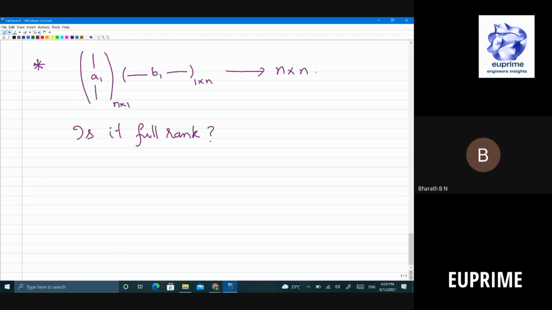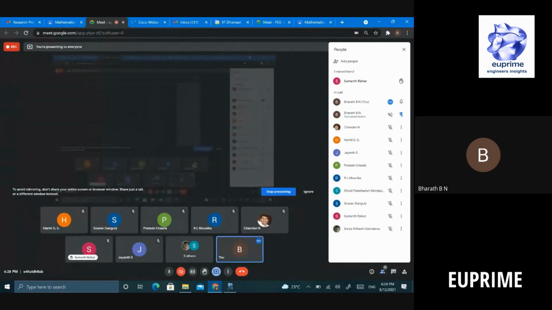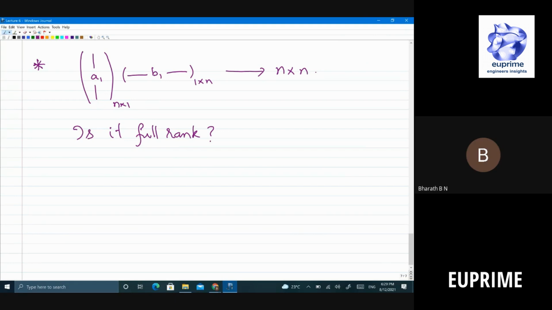How many of you think that it's full rank? Raise your hand. How many of you think that it's not full rank? Whenever it's not full rank, we call it rank deficient. So how many of you think that it's rank deficient? Only two? What about the rest? Don't care? Sumant, you wanted to ask a question? How many of you think that it's not rank deficient? Why do you think that it's rank deficient?